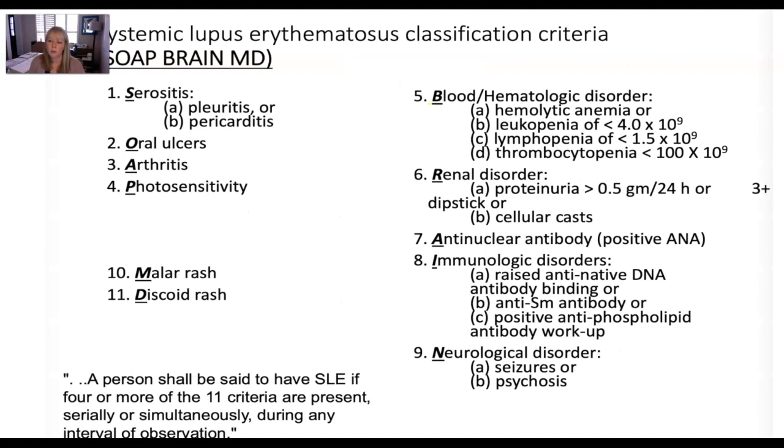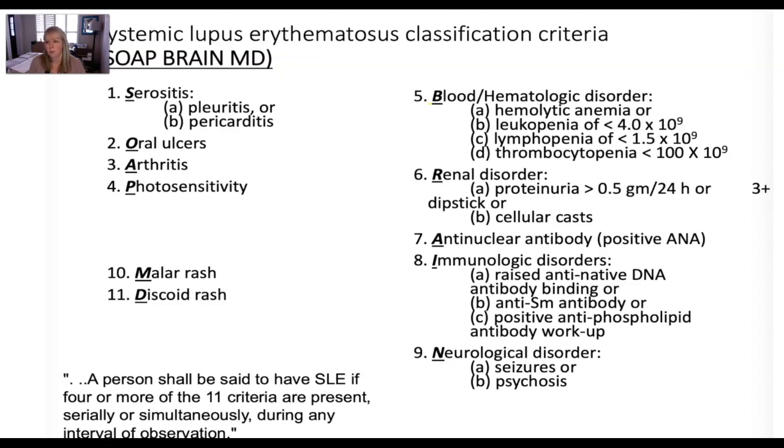So how do you classify this? SOAP Brain MD is a mnemonic for those of you that like mnemonics. So a person is said to have lupus if they have 4 or more of these 11 criteria. They can have them simultaneously or not necessarily simultaneously when you're observing them, because again, sometimes it's hard to pinpoint whether it is a true lupus or not, so it's not always cut and dry.